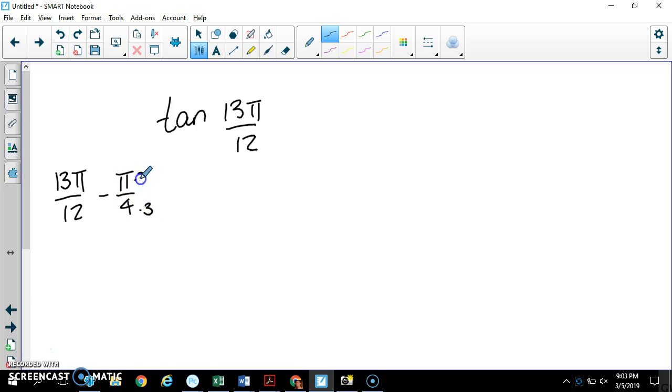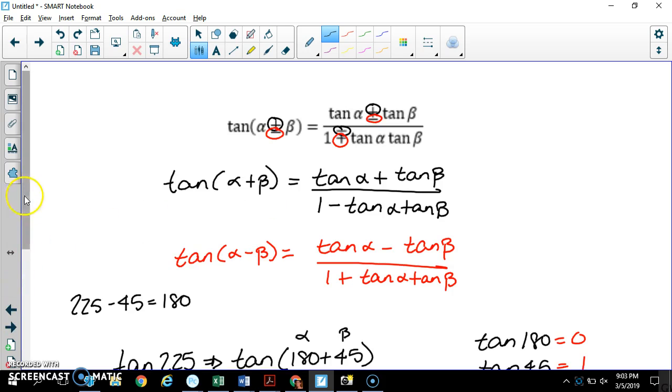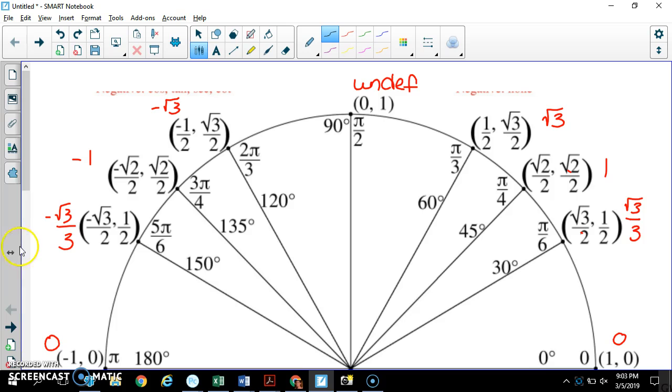That's times 3 times 3. So that's going to get me 10 pi over 12. Okay, that's going to reduce. They're both divisible by 2. So then that's going to become 5 pi over 6. And sure enough, 5 pi over 6 is on our unit circle right here, 150 degrees. Okay.